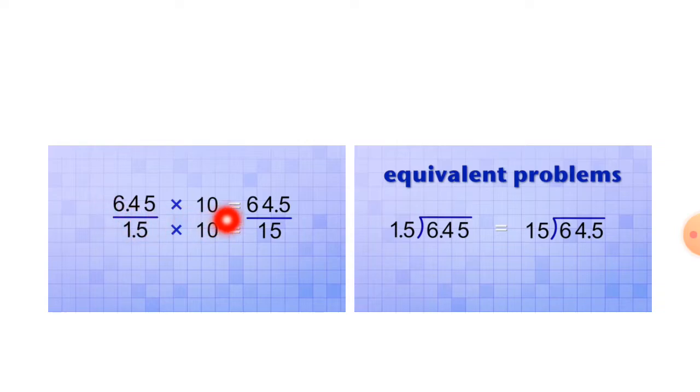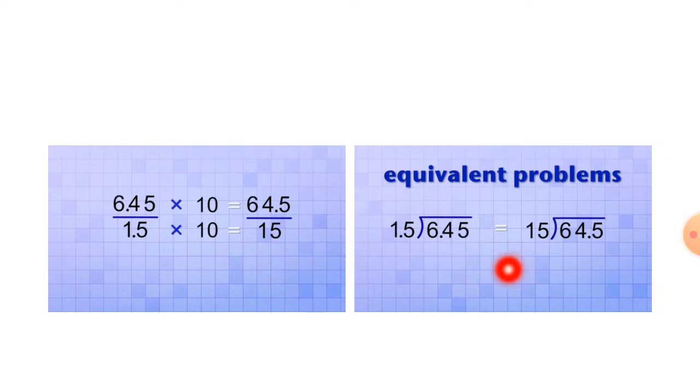It means that we are going to multiply numerator and denominator by 10. If we multiply 6.45 by 10, it becomes 64.5. In the same way, the denominator 1.5, if we multiply by 10, it becomes 15. Now you can observe that in the denominator we have a whole number. At first we had a decimal number, but now we have a whole number, so it is very easy to divide.